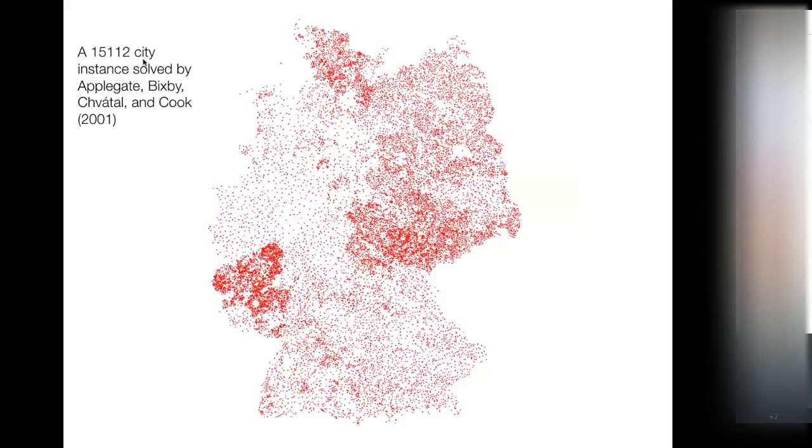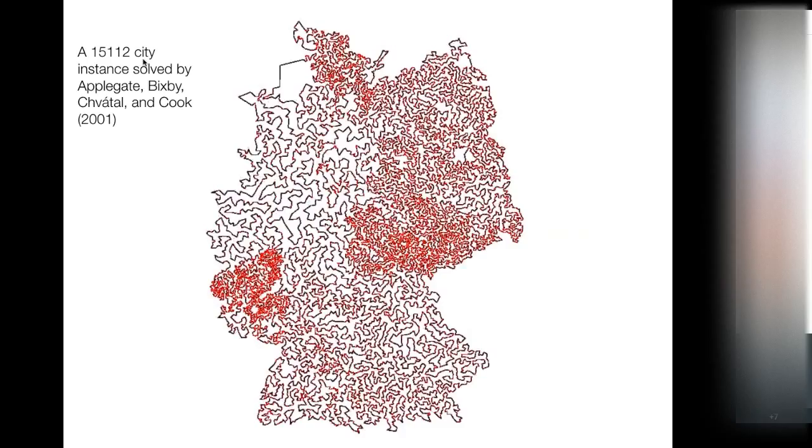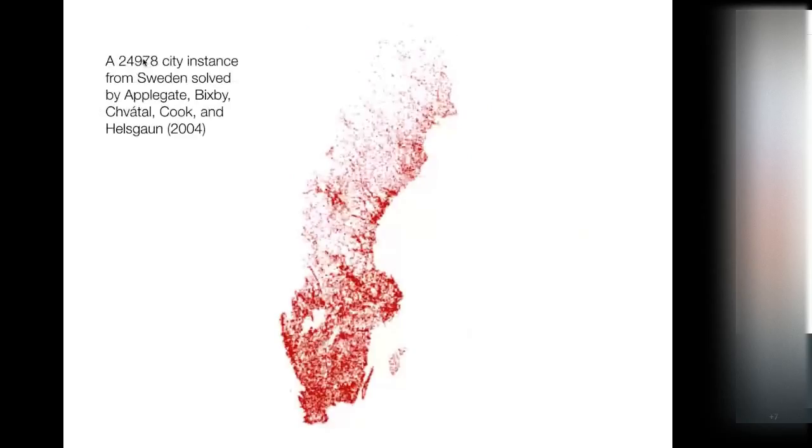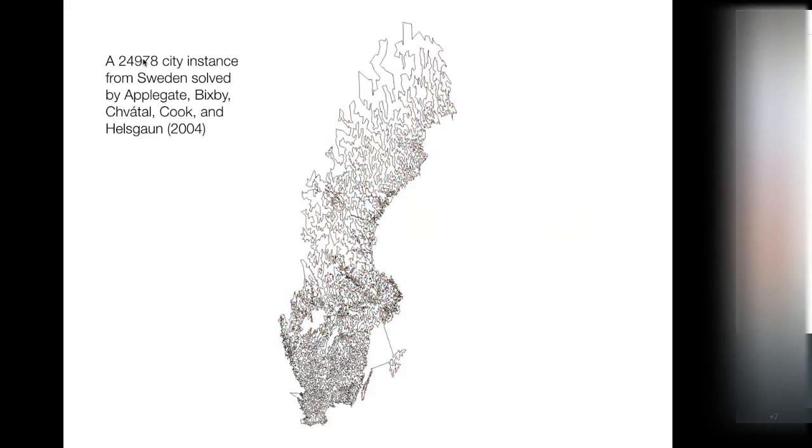Here's one of the things that David solved together with Bob Bixby, Vašek Chvátal, and Bill Cook. So now here's a 15,000 city instance of the now unified Germany that was solved to optimality by that team. There's the instance, there's the optimal solution for the instance. And an even larger, 25,000 city instance from Sweden, solved by the same team plus one more researcher. There's the instance, there's the optimal tour.